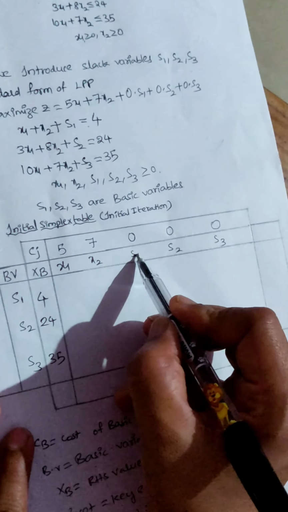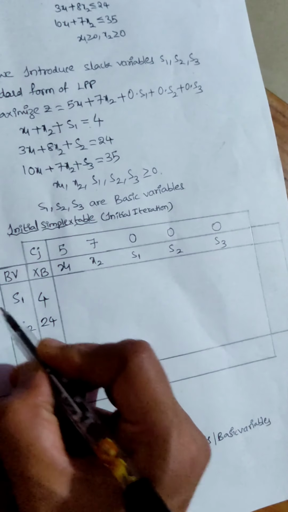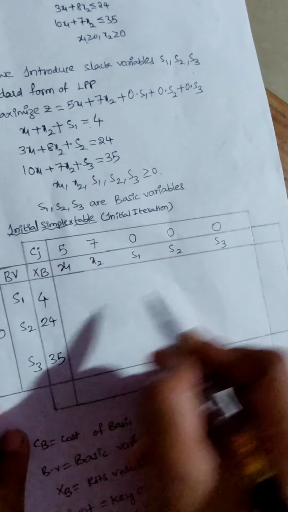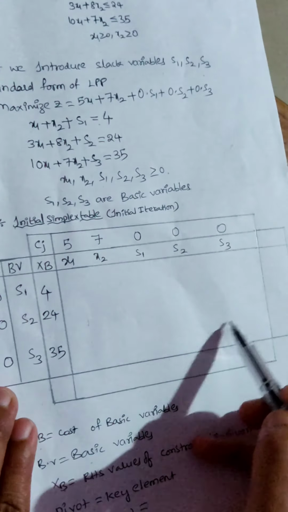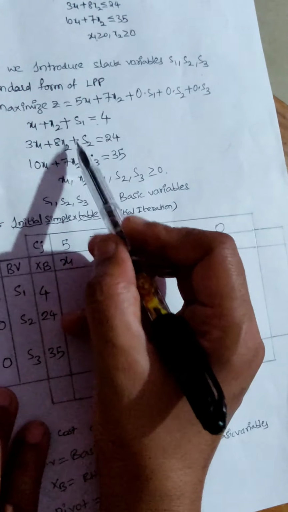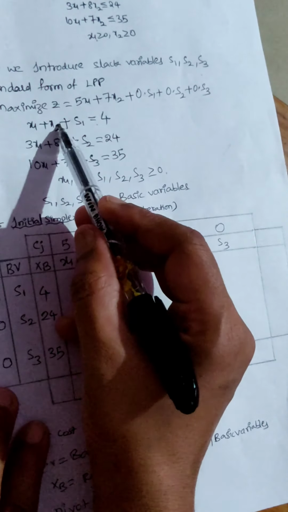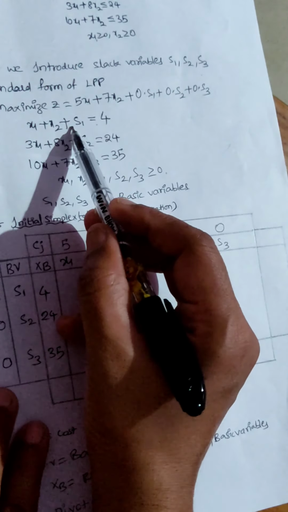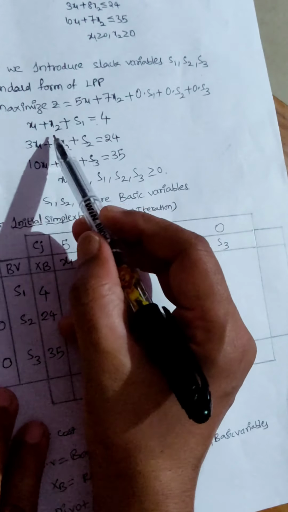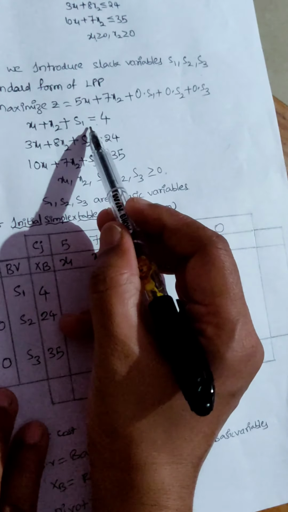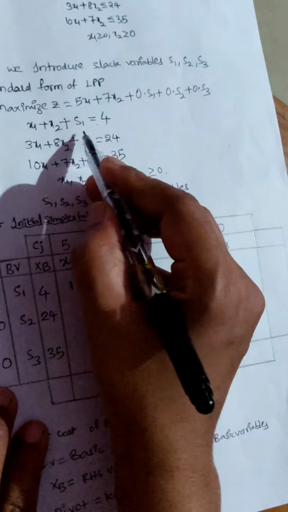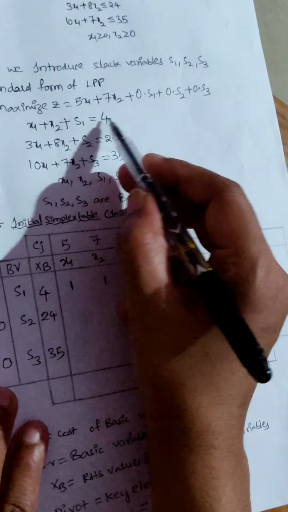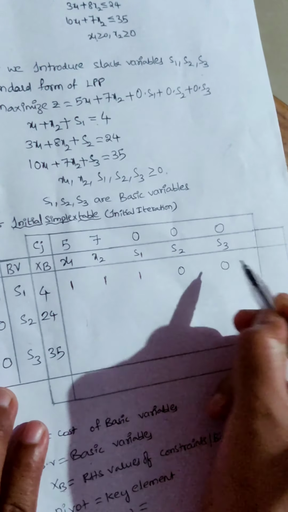Now we know that the coefficient of S1 is 0, S2 is also 0 and S3 is also 0 in the objective function. After writing this, next fill up this table by the standard form of LPP. X1 coefficient is 1, X2 coefficient is 1, S1 coefficient is 1. Here there is no S2, S3 in the first equation, so take those values as 0, 0.